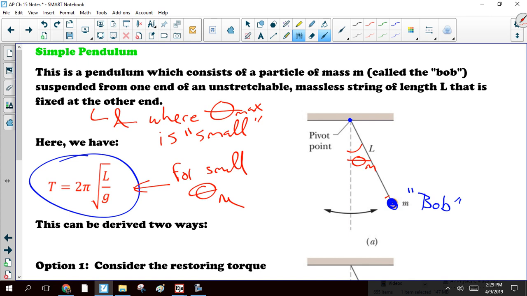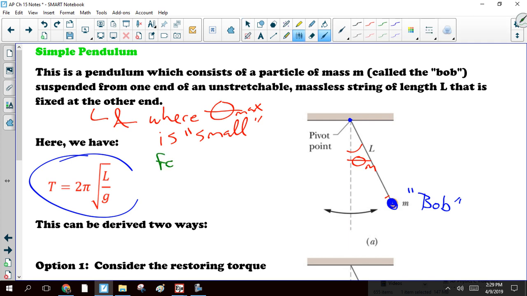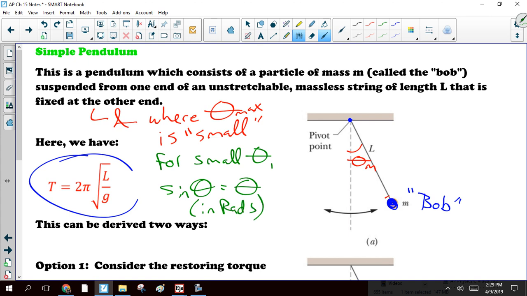And the reason for that is it relies on sort of a calculus-y math fact, which is as follows. It turns out, for small theta, that the sine of theta is equal to theta in radians only. This does not work in degrees. So for very small angles, if you measure in radians, the sine of an angle is basically equal to the angle itself.